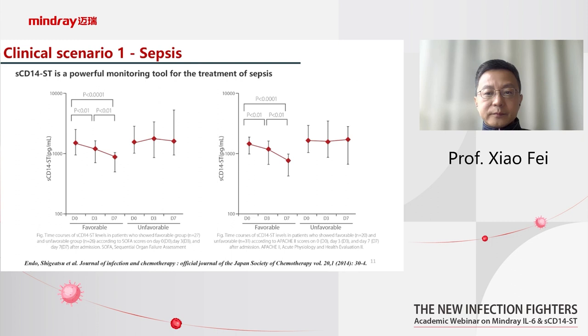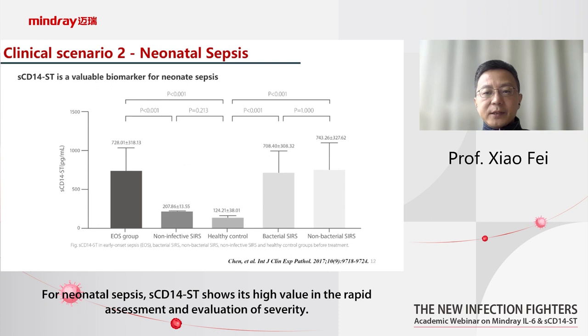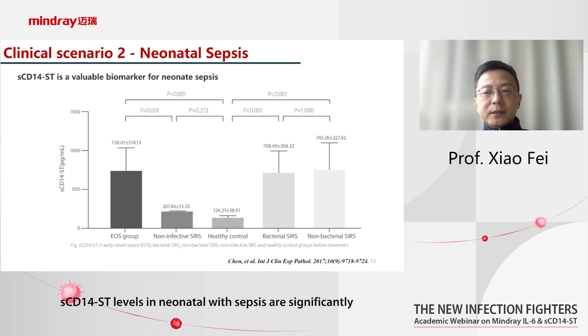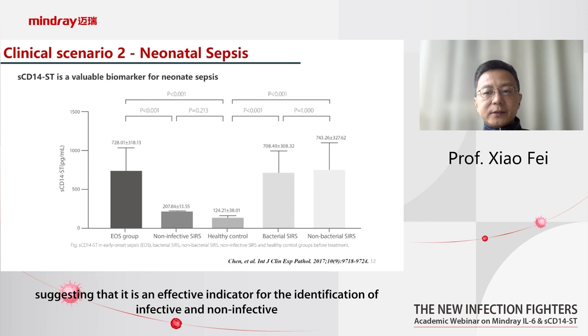For neonatal sepsis, sCD14-ST shows its high value in the rapid assessment and evaluation of severity. sCD14-ST levels in neonates with sepsis are significantly higher than those of non-infective and normal control groups, suggesting that it is an effective indicator for the identification of infective and non-infective systemic inflammatory response syndrome.